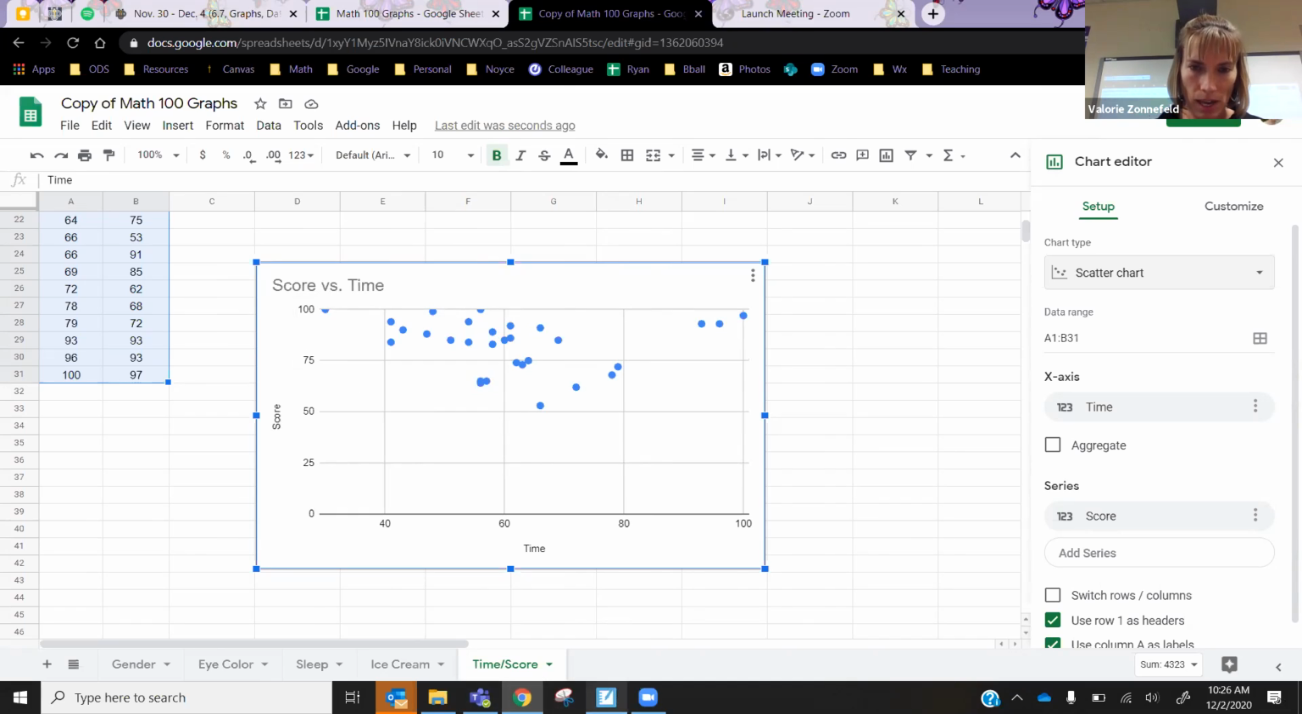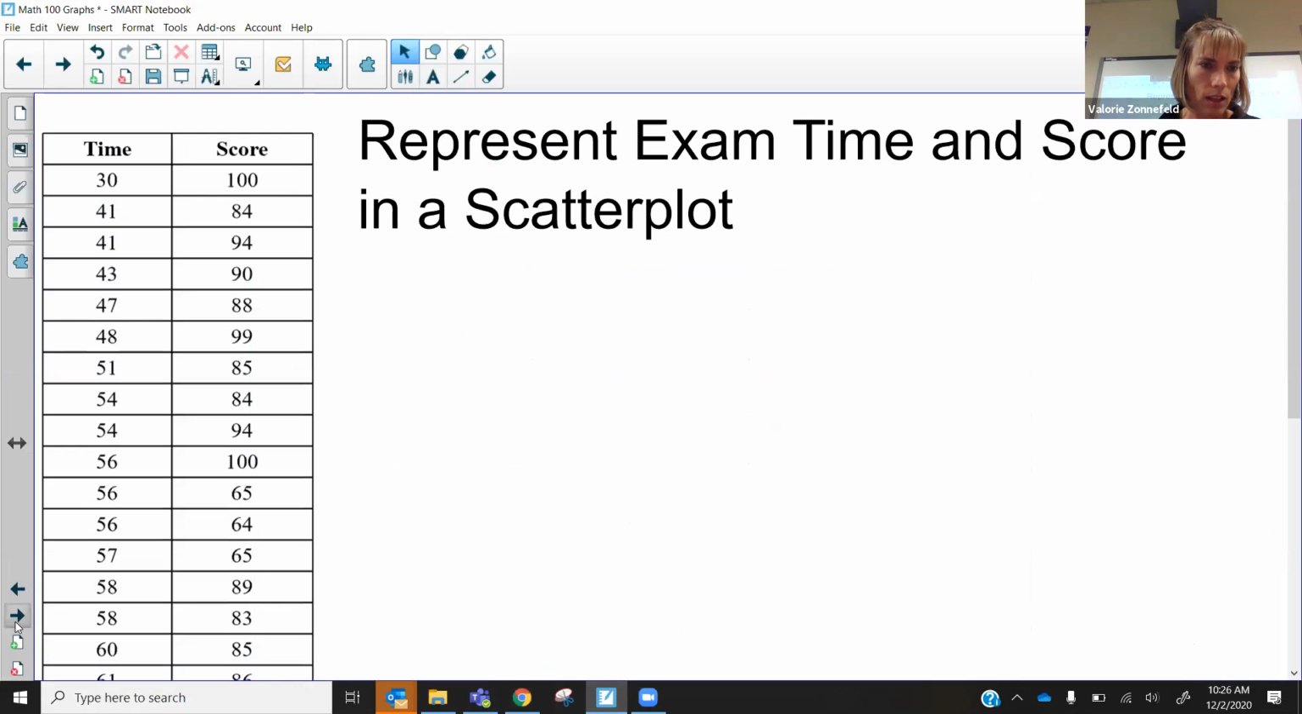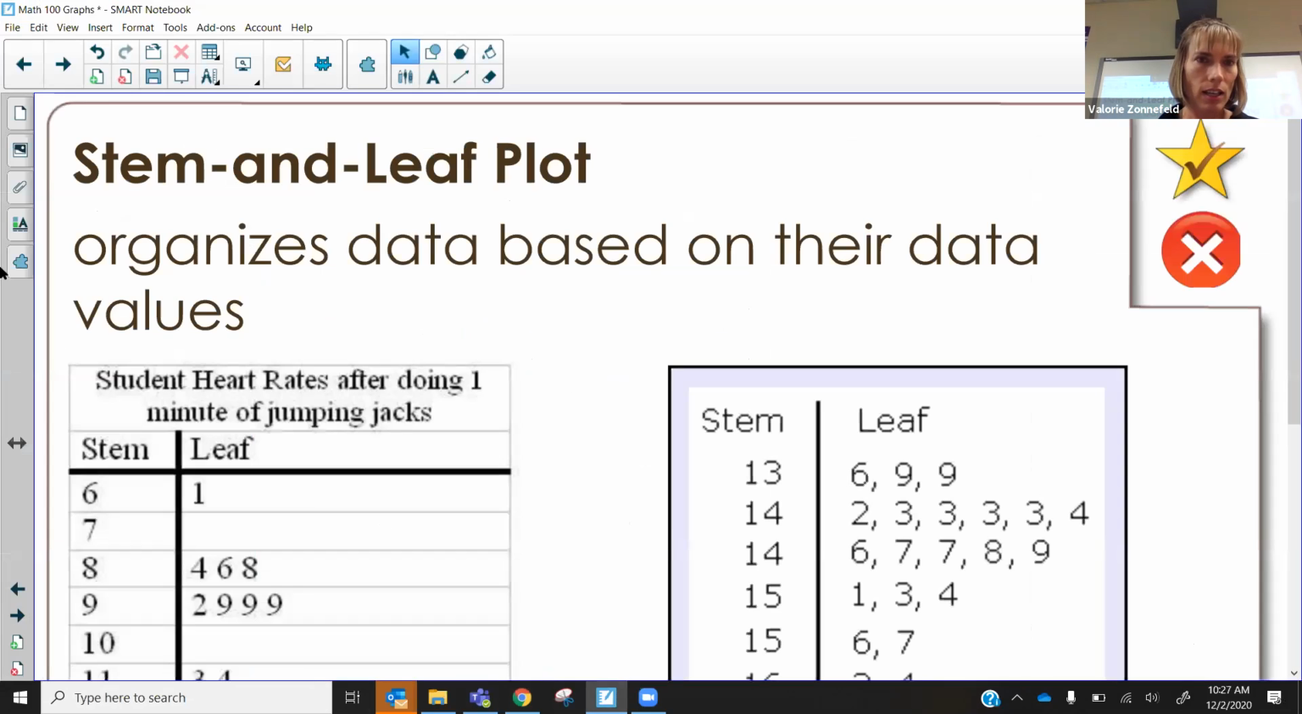So let's look back at stem and leaf plots. And you're going to have a question about this in your assignment. Can you give me a thumbs up if you've ever seen a stem and leaf plot before, or a thumbs down if you have no clue what it is?